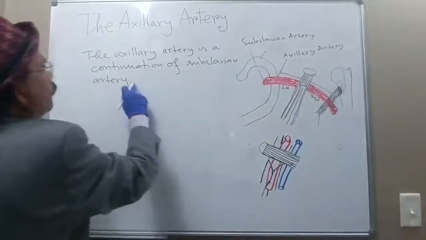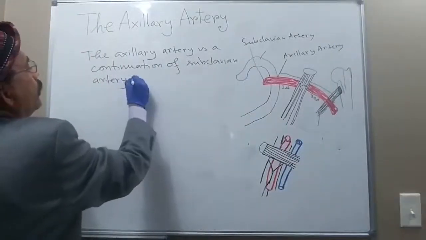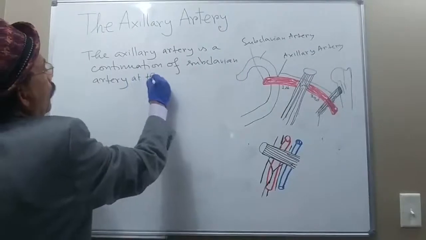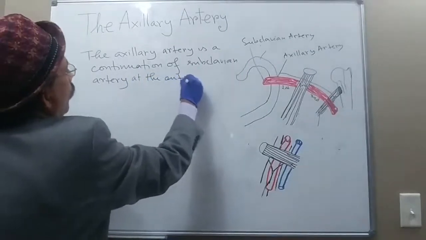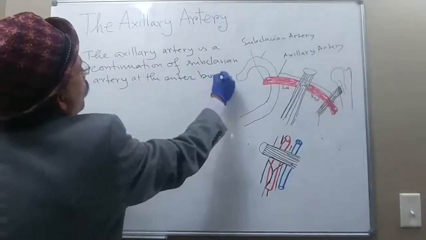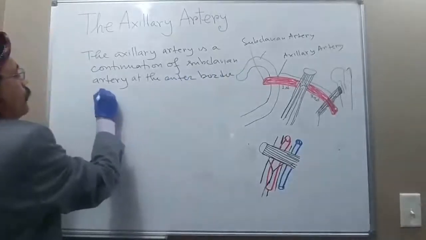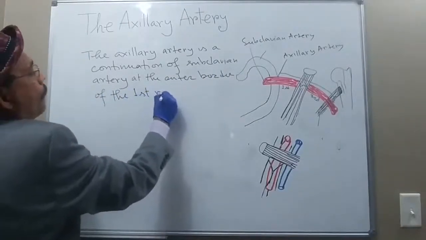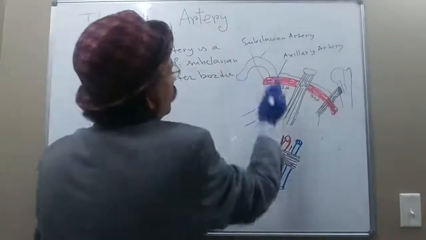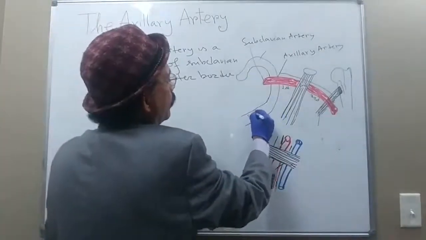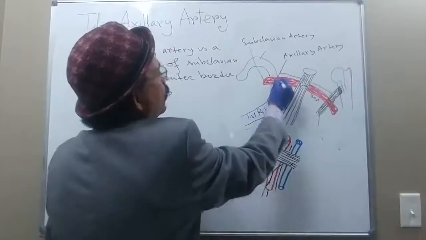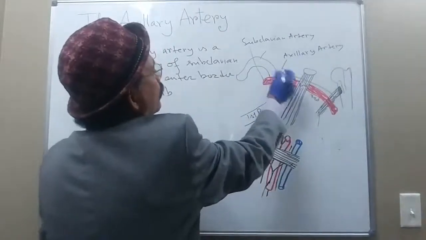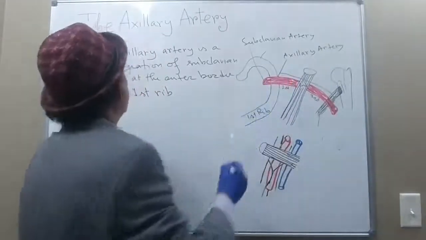The axillary artery is a continuation of the subclavian artery at the outer border of the first rib. This is our first rib. The first rib's outer border is here, and here we have the axillary artery.